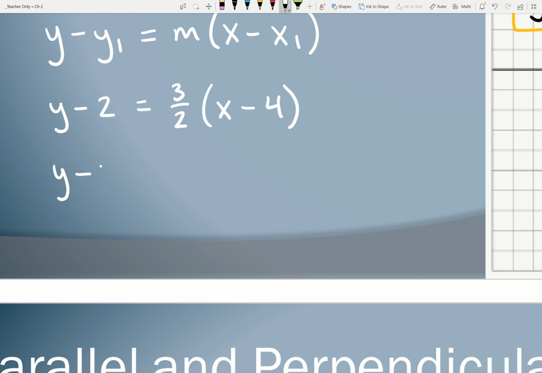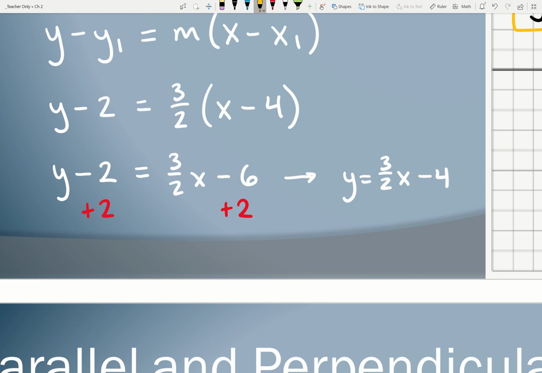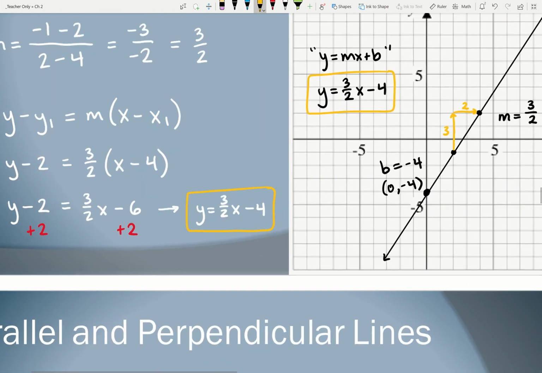If I distribute 3/2 on the other side, I get 3/2x minus 6. And then if I simply add 2 to both sides, I would end up with y equals 3/2x minus 4. And lo and behold, that is the exact same equation that we got by doing our graphing method from before.